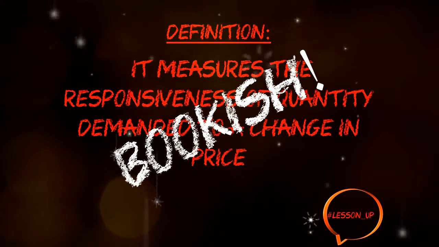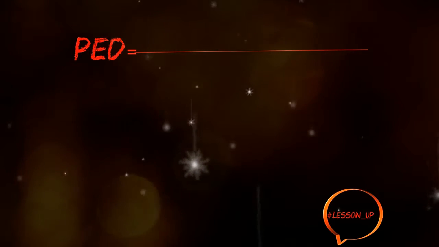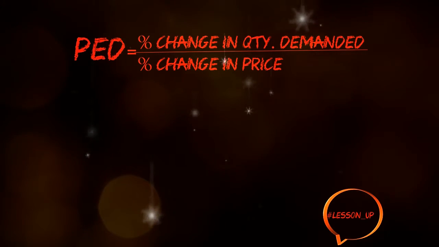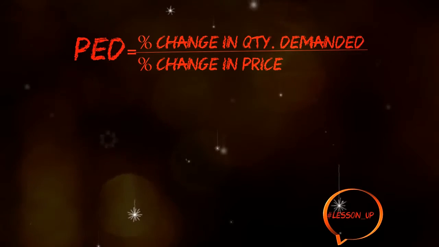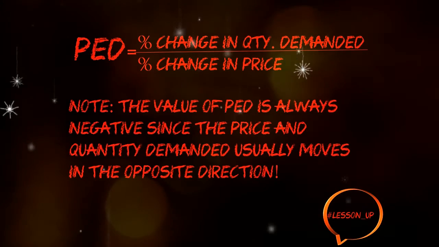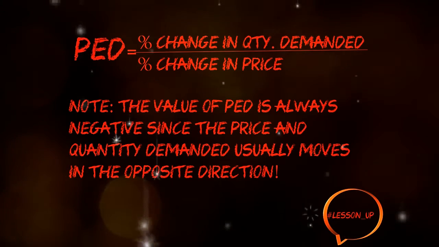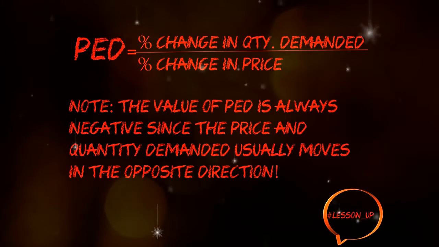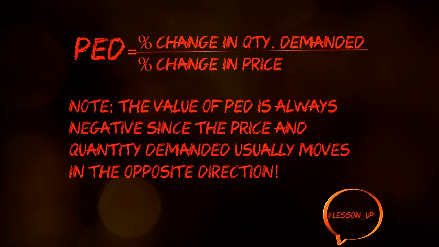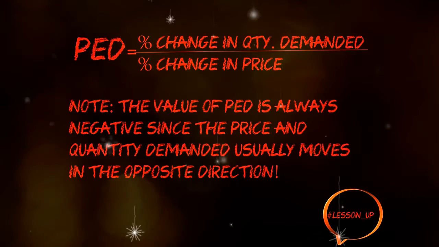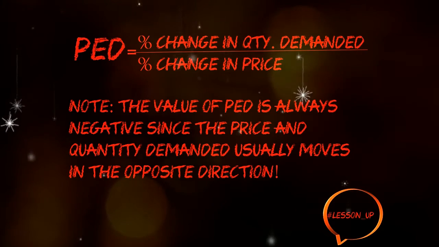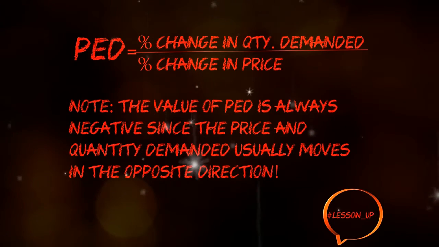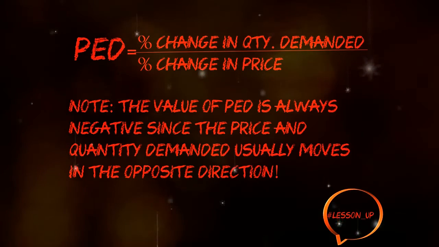Now we have a formula for calculating the value of price elasticity of demand, or PED in short. The formula is quite simple. We divide the percentage change in quantity demanded by the percentage change in price. It's important to remember that the value of PED is always going to be negative. Why? Simply because price and quantity demanded move in opposite directions. If a product's price increases, you expect fewer people to buy that product, meaning the quantity demanded will decrease. However, the negative sign is not much of our concern because we'll mainly be using the absolute value of PED, which is simply the numerical value without the negative sign.